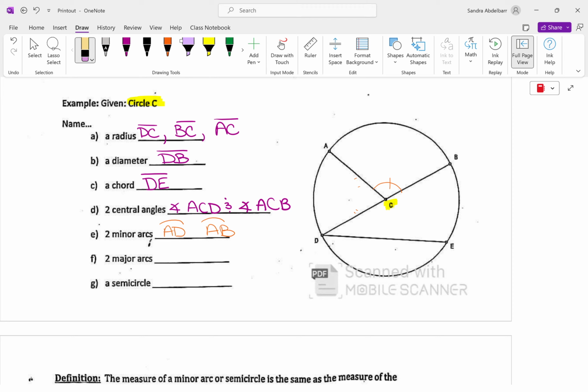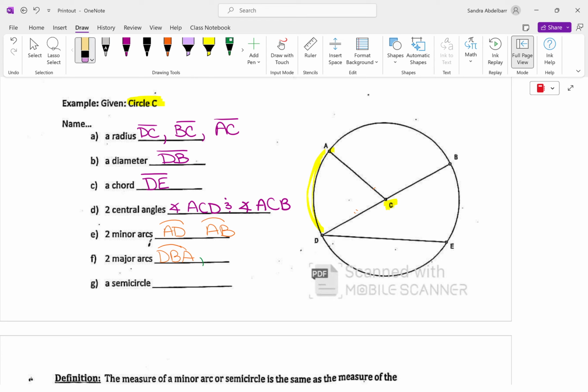All right, now what I want us to do is name those same arcs, but the long way around. I want to name them as major arcs. So the first one was arc AD. So how would I name this as a major arc? PJ? Perfect. Arc DBA. All we had to do is add a third point going the long way around. That's how we would make a minor arc into a major arc.